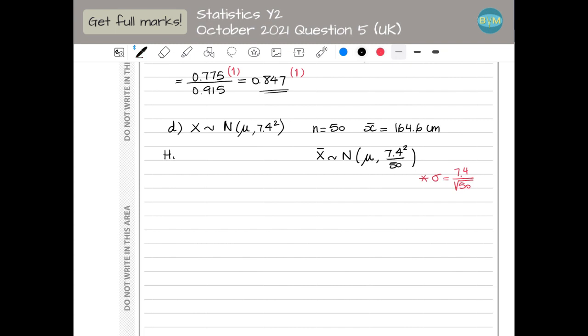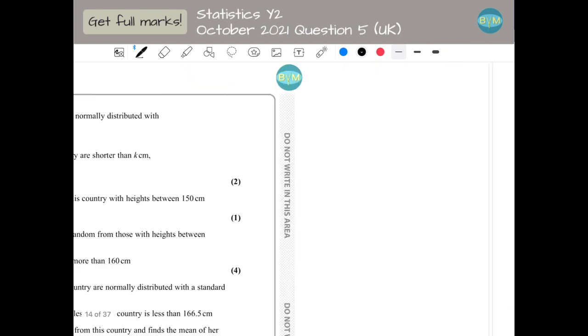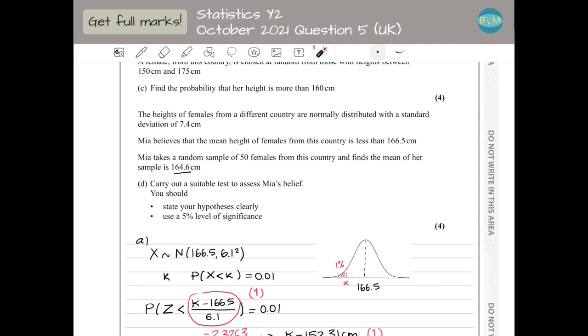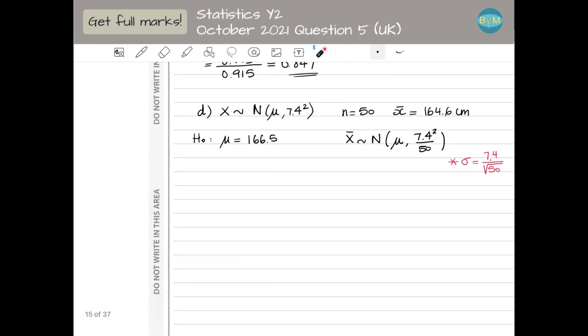So H0 is always with the equal. So we need to know if the mean is equal to 166.5. That is what she suspects. So not the observed value, but she thinks the mean height of the females is less than 166.5. So our H0 is going to be equal to that. And the H1 is going to be smaller than that because she believes it's smaller than 166.5. So these are our hypotheses.